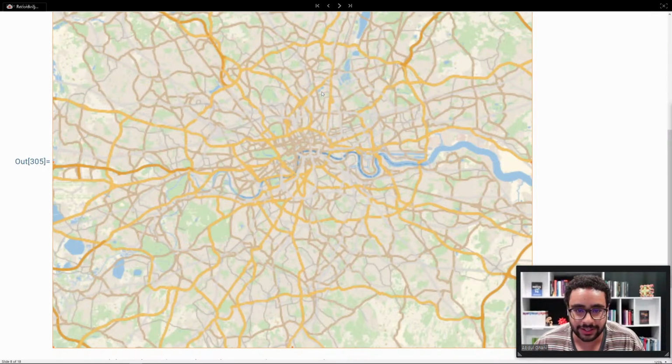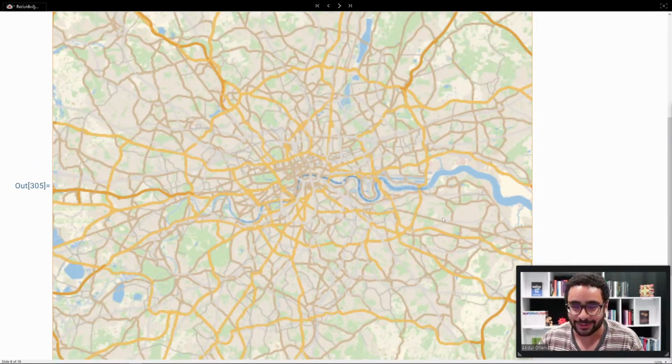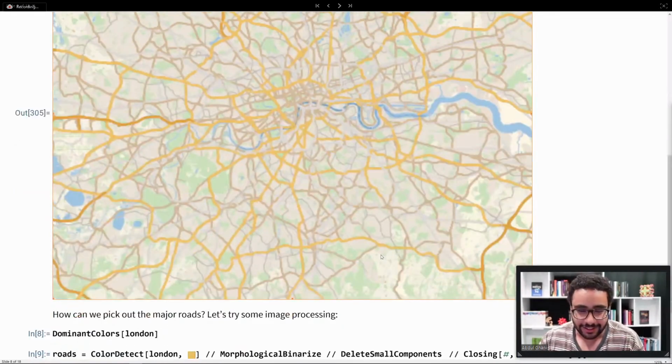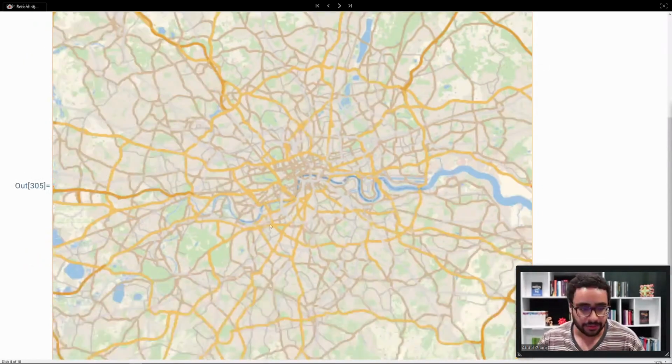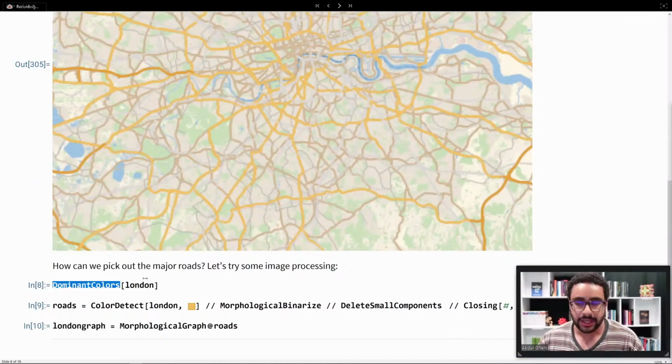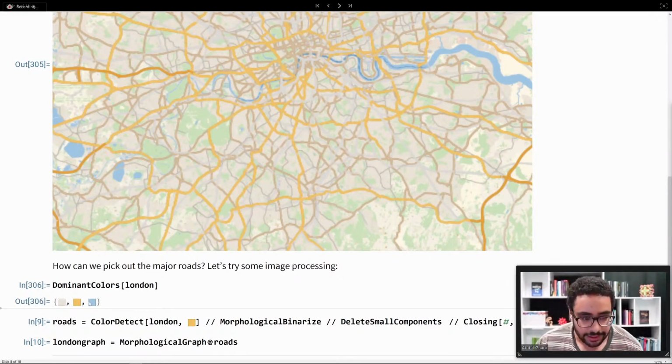If you can't see my mouse, maybe you can see that the roads have the same color. How can you pick the same color? There's loads of ways. You can access the pixels and then tally them. But there's this function called dominant colors that does some clustering as well, so you're not being completely strict about what you mean by the same color. If you ask for the dominant colors, we can see that it picks them out.